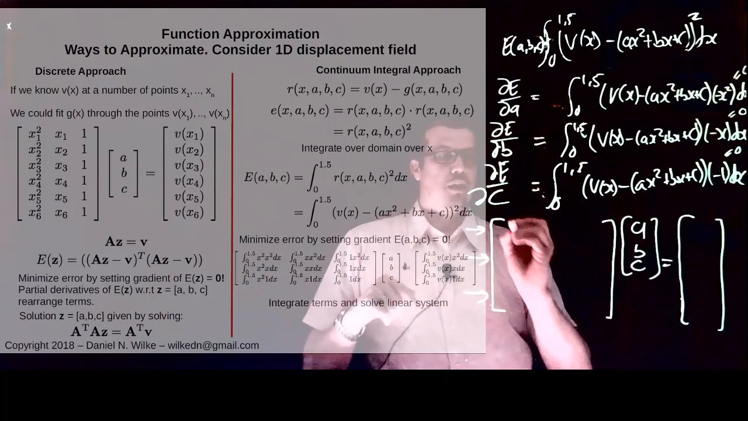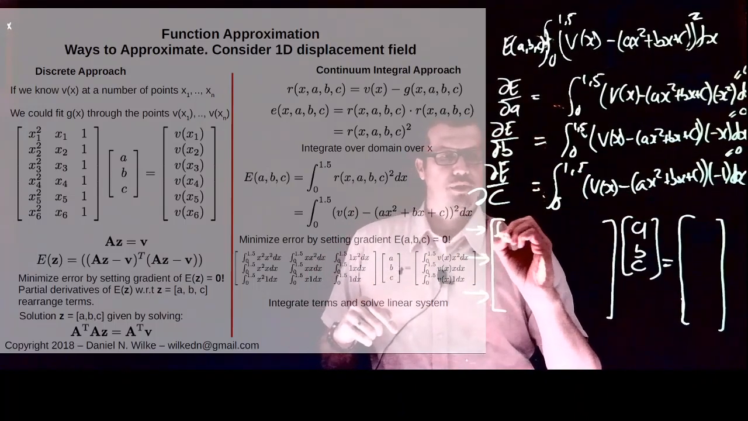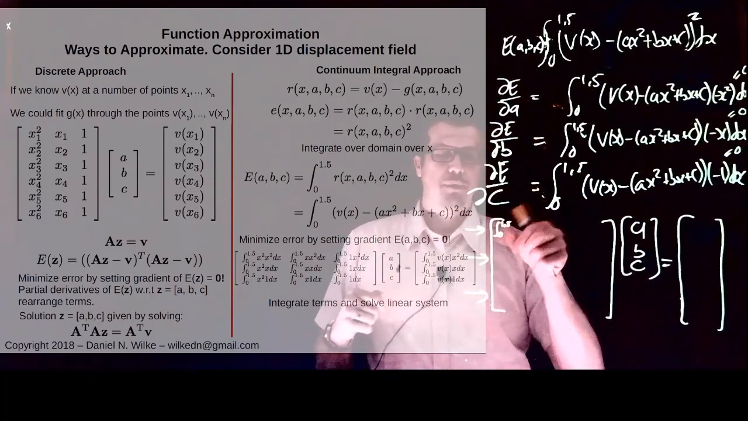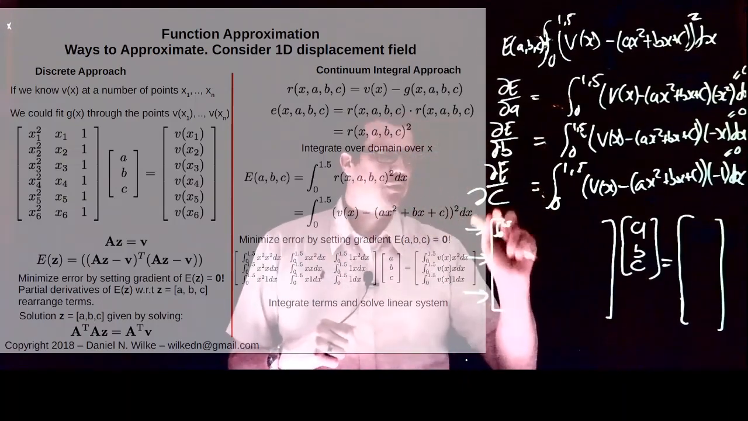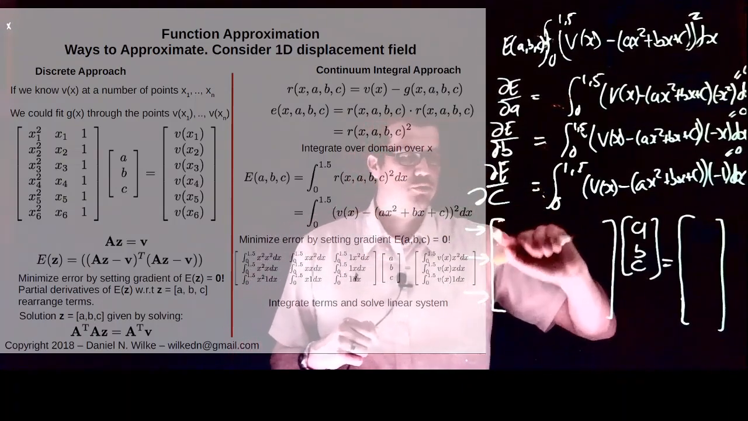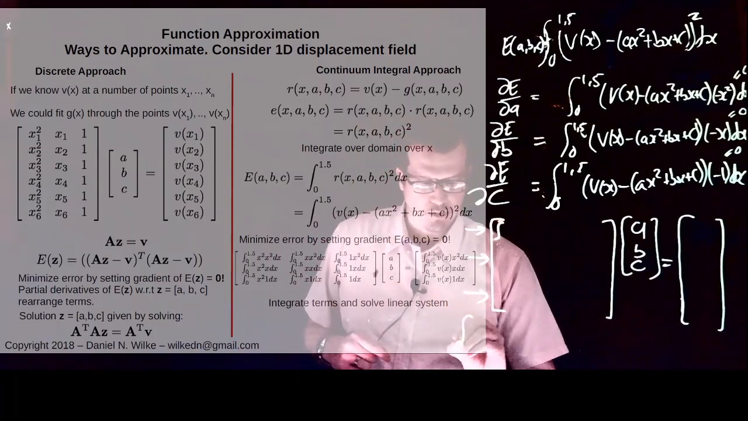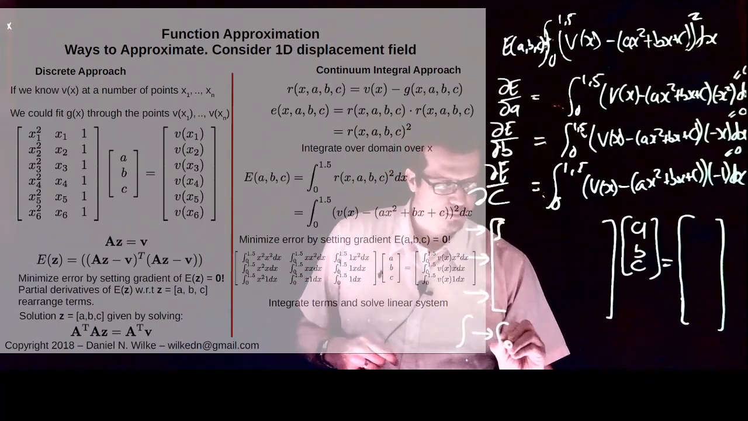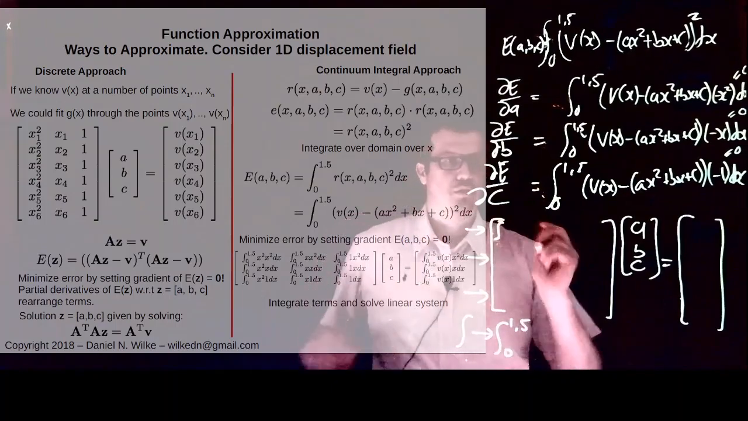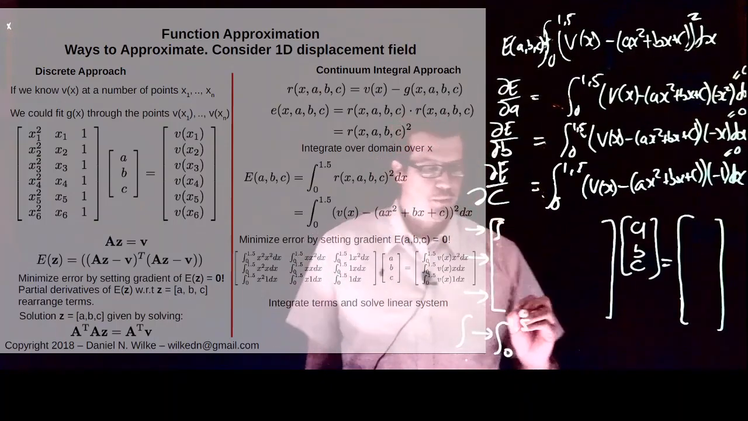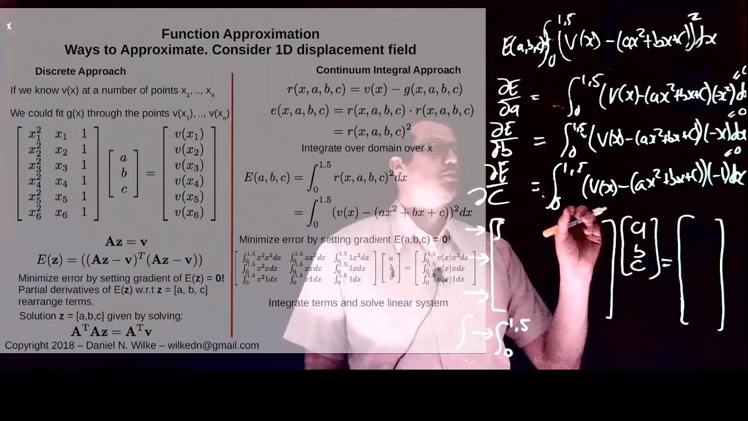So this will become an integral from 0 to 1.5. Please bear in mind, I'm just going to write integral, not the 0 and 1.5, because it's going to get too small. When I write the integral, what I imply is the integral from 0 to 1.5. It's going to be easier. I might also omit the dx at the end, just to save some space.